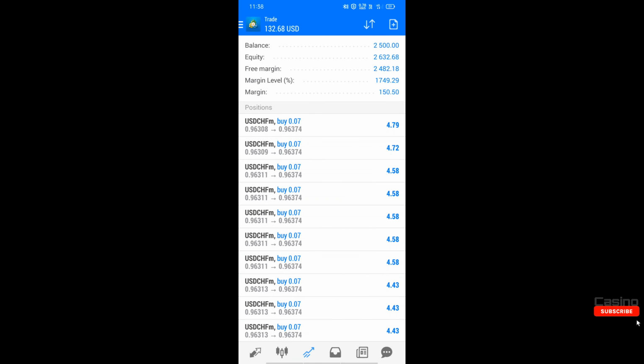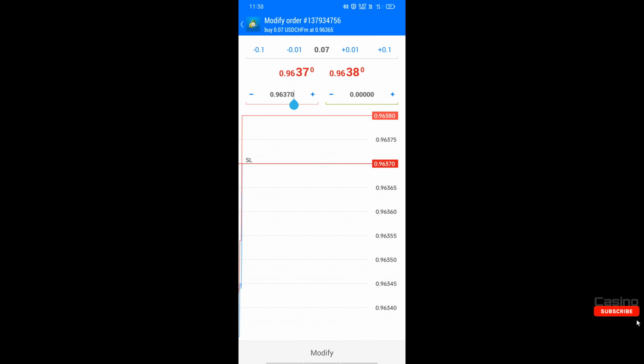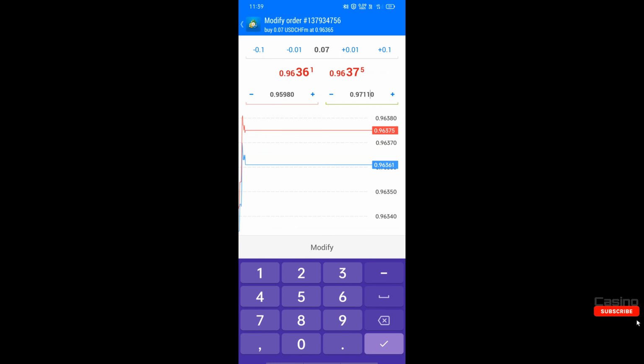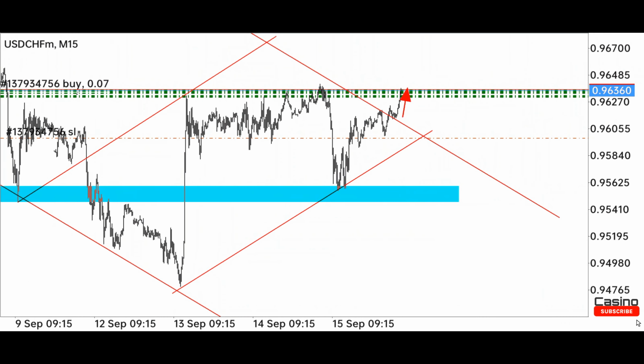Guys, our profit turned to $120. Market volatility is high. Here we can see good profit. Stop loss and target point have been placed. Now we have to wait until the market hits our target point or stop loss.